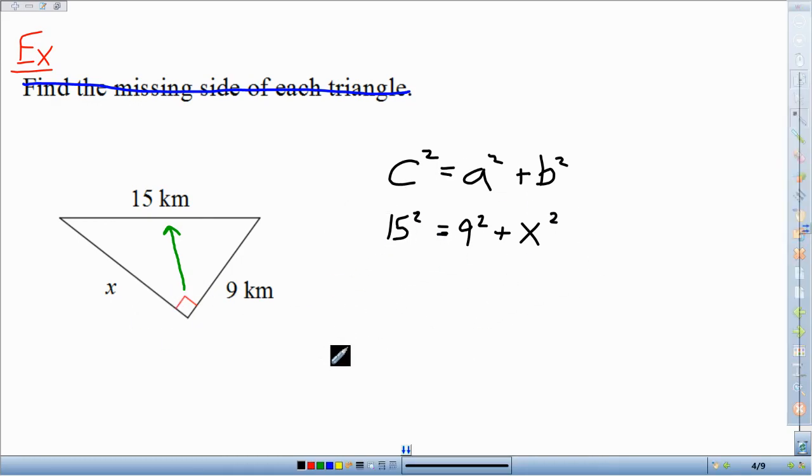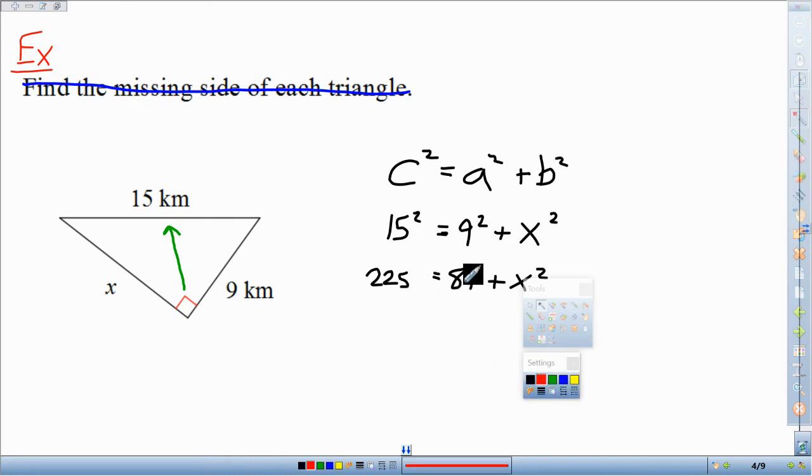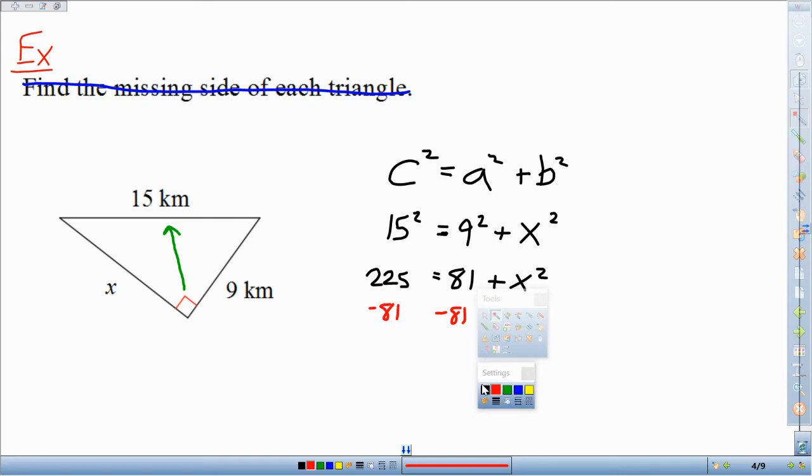We've got some squaring to do, so calculator is your friend. 15 squared is 225. 9 squared is 81. And then we'll bring down this x squared. We're solving for x, right? We have these two numbers to get rid of. Before we can get rid of this power of 2, we need to deal with this 81. It's technically being added, so we're going to subtract it from both sides. So 225 minus 81 gives me 144.